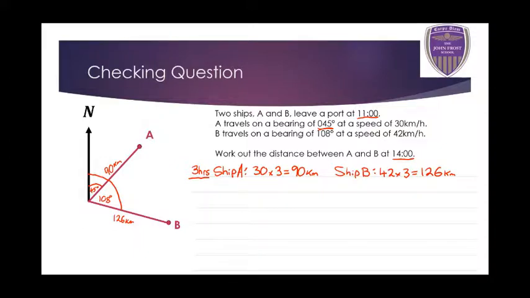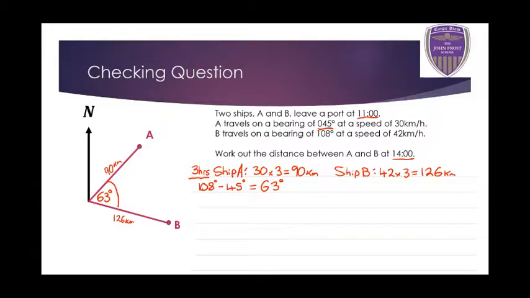But how do we find the angle between A and B? Well, we have to find the difference between the bearings of ship B and ship A. So we need to take away the smallest from the biggest. If ship B's bearing was 108 degrees, we need to take away 45 degrees, which is ship A's bearing. And 108 take away 45 gives us 63 degrees. So we can get rid of these angles. Now we know the angle between A and B is 63 degrees.